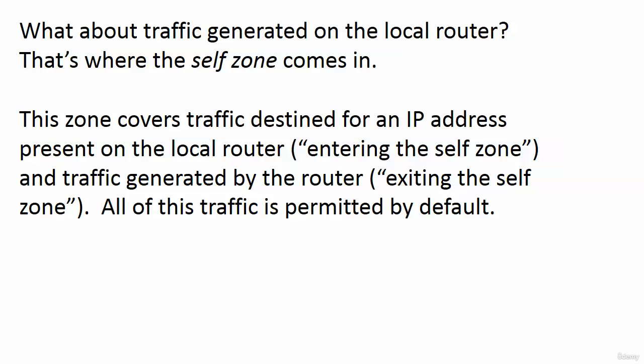But before we get to that, we've got one other little zone to look at here. It's like with ACLs, when you have traffic generated on the local router and you want to match an ACL against it, you have to take some different steps. Well, the same goes here with ZBF, because for traffic generated on the local router, that's where the self zone comes in. This zone covers traffic destined for an IP address that is present on the local router, which is entering the self zone, and traffic generated by the router and leaving, and as you would expect, that is called exiting the self zone. Sounds very zen there. All of this traffic is permitted by default.